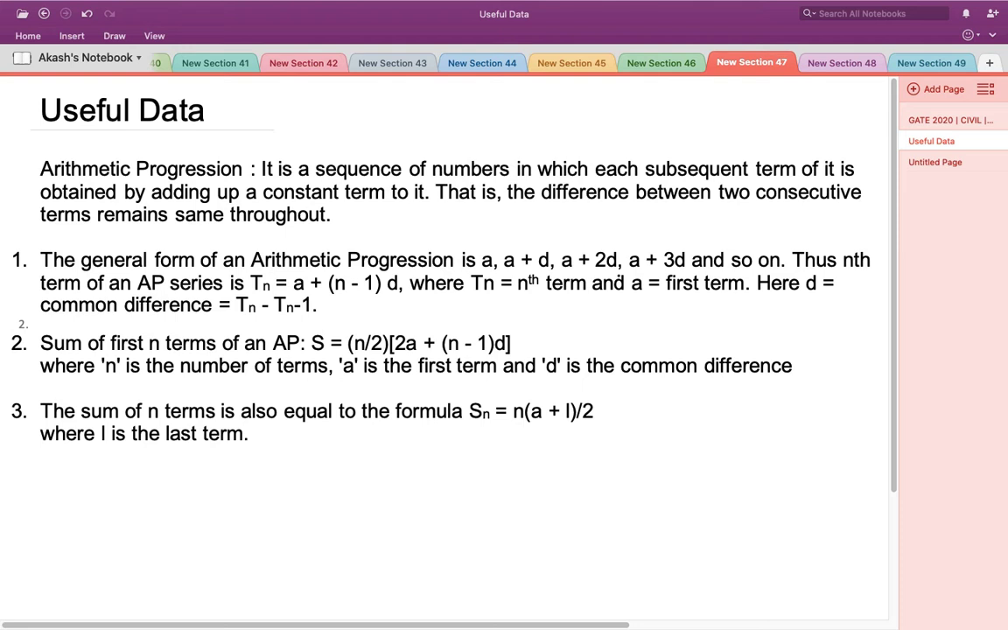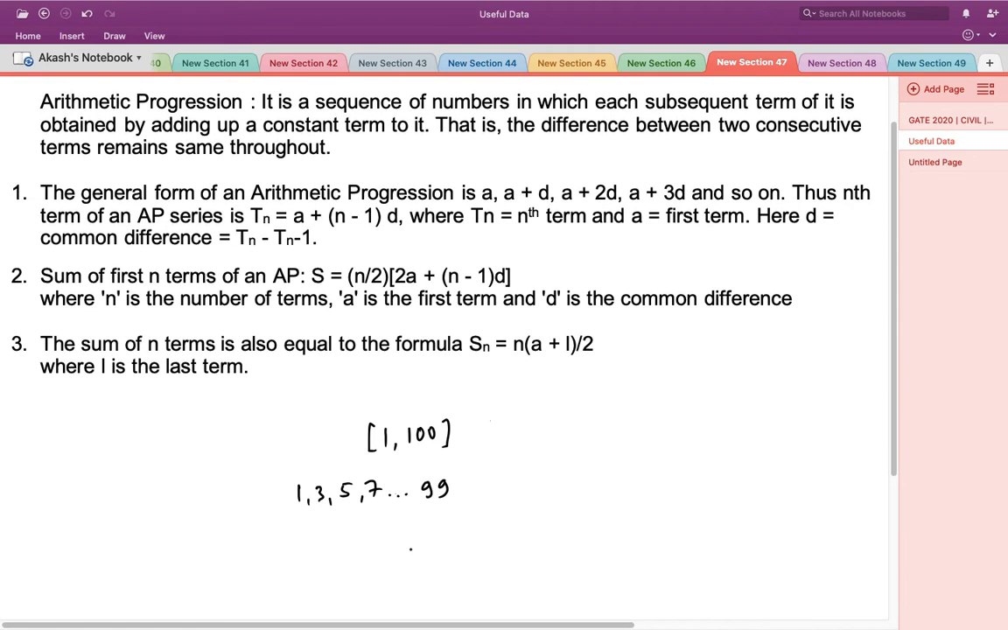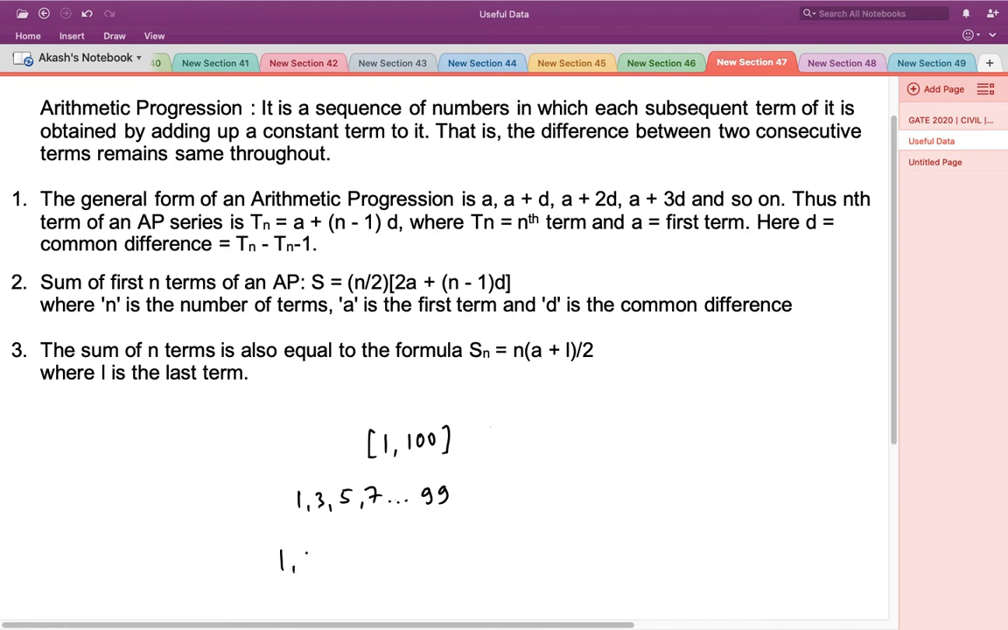An arithmetic progression is a sequence of numbers in which each subsequent term is obtained by adding a constant term to it. That is, the difference between two consecutive terms remains the same throughout. For example, we have the first series in the range 1 till 100. This series can be written as 1, 3, 5, 7 till 99, because 99 would be the last odd term of the series, which can also be written as 1, 1 plus 2, 1 plus 2 times 2, and so on, where 2 would be the common difference of its subsequent terms.